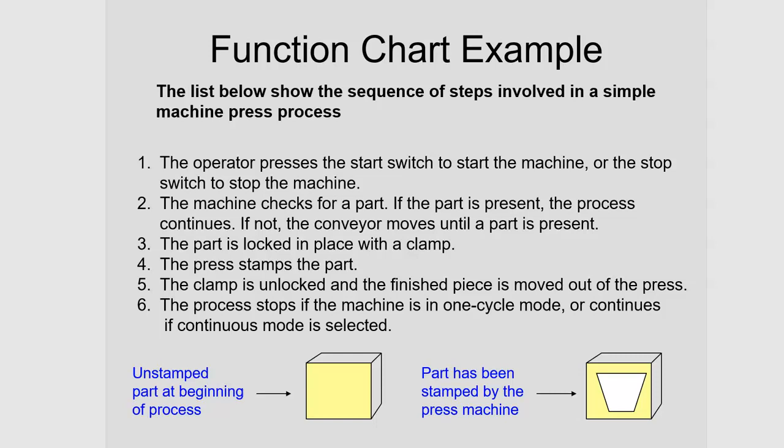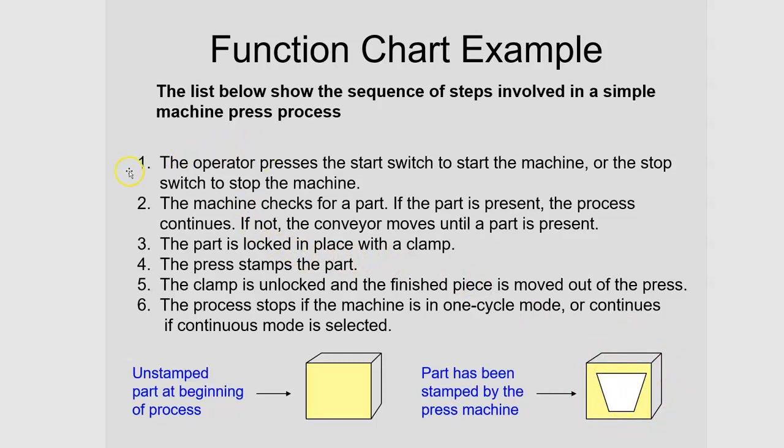The list below shows sequences of steps involved in a simple machine process. So let's say we're making a widget or whatever. Here's the unstamped part, the unprocessed part, and you're going to go through these steps to end up with some kind of product at the end of the line.